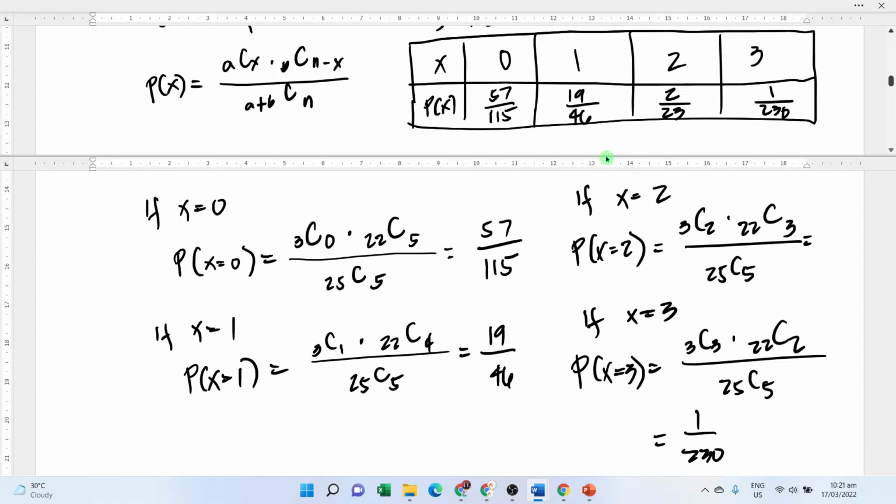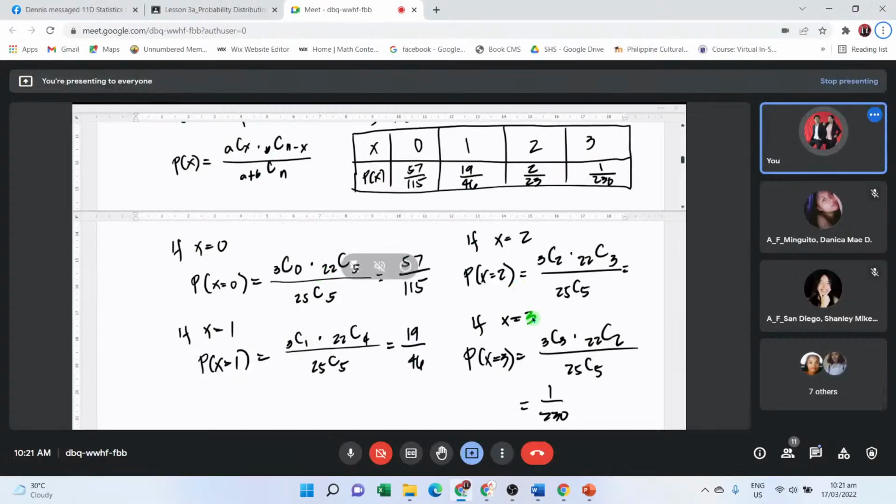Okay. You will find out, if you use your scientific calculator, that when you add all these probabilities, the answer is equal to 1. And as a requirement, we know that the sum of the probabilities must be equal to 1. Alright? Do you have any question for number 1 of exercise 3A, guys?